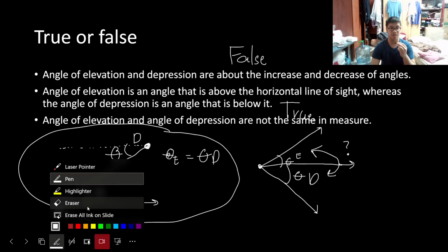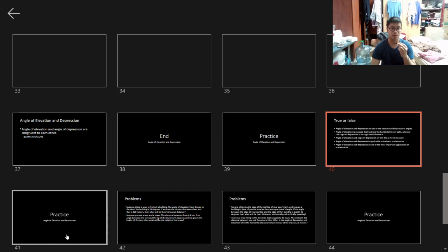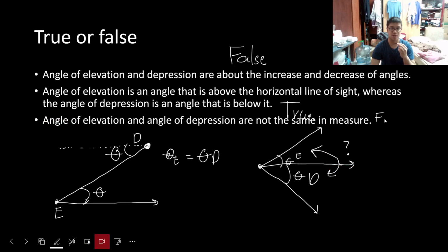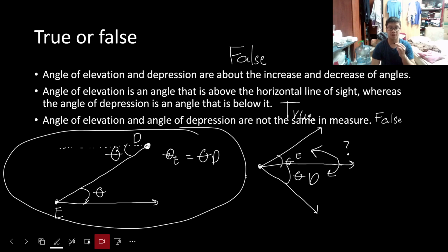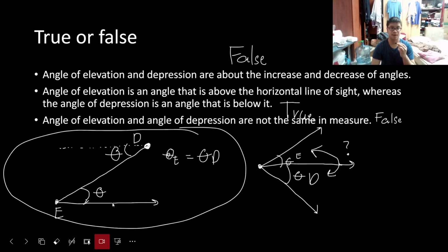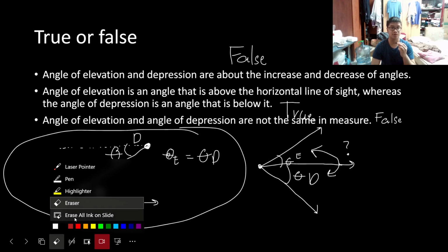So, in other words, the answer here is not true. Oh, wait, sorry. The answer here is not true. It's actually false, because there is a chance that they will be of the same measure. There is a chance, just like this one. Because in this scenario I told you about earlier, both angles are congruent to each other. So, the third problem is false.